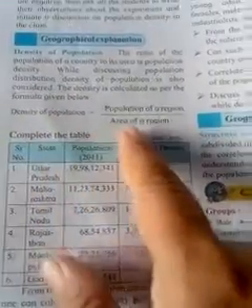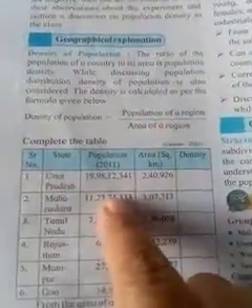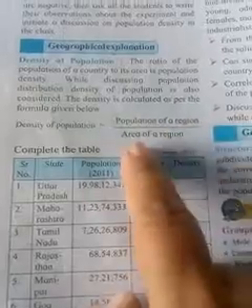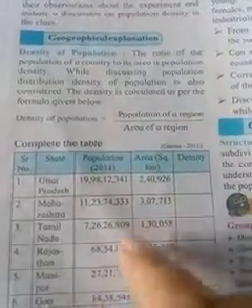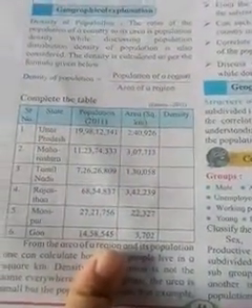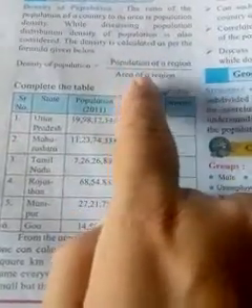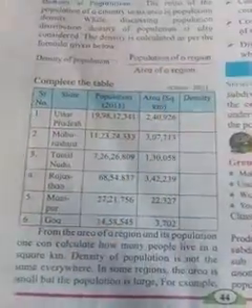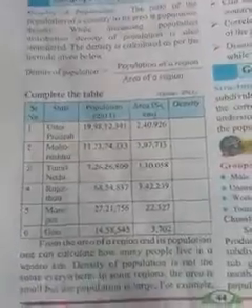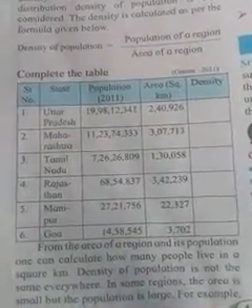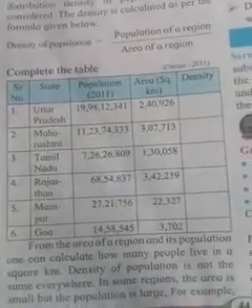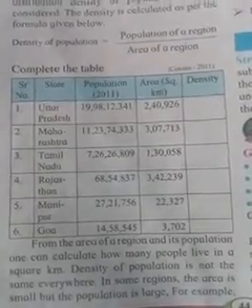Density of population is the population of a region divided by the area of the region, and complete this chart based on this formula. You understand? Population given here, and then divided by the area of the region. From the area of a region and its population, one can calculate how many people live in a square kilometer. The density of population is not the same everywhere.